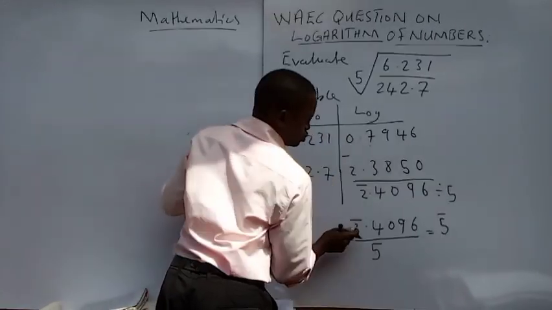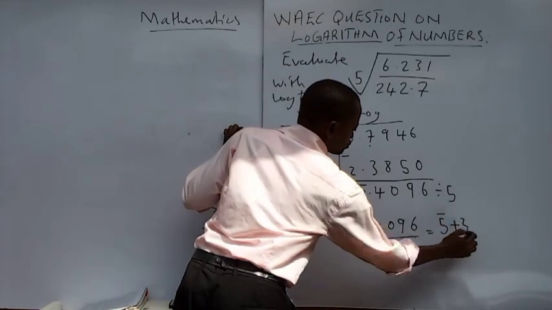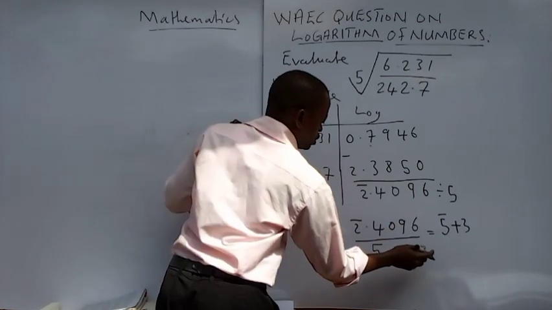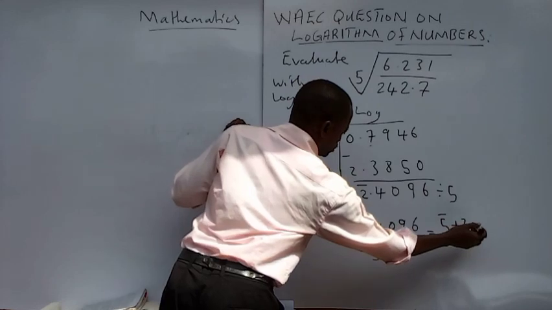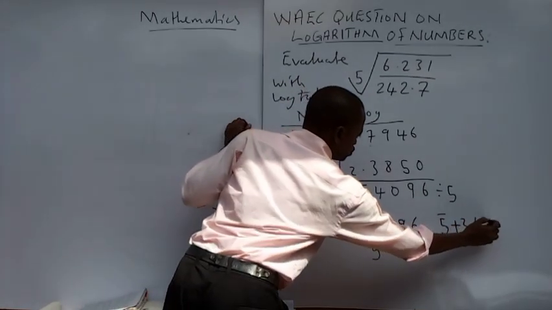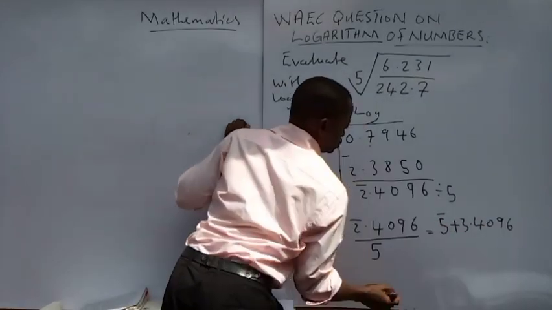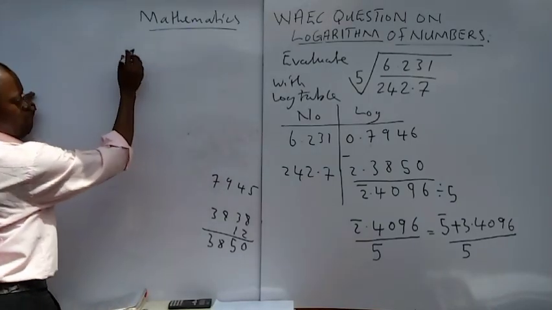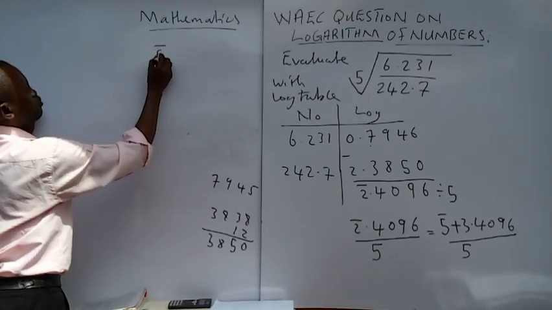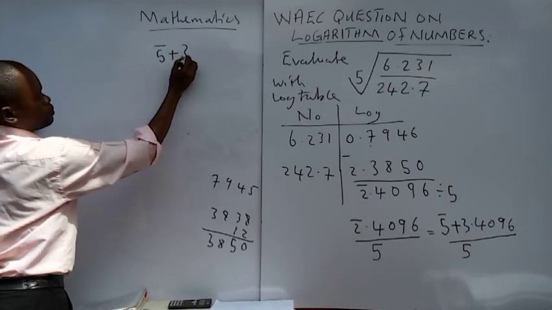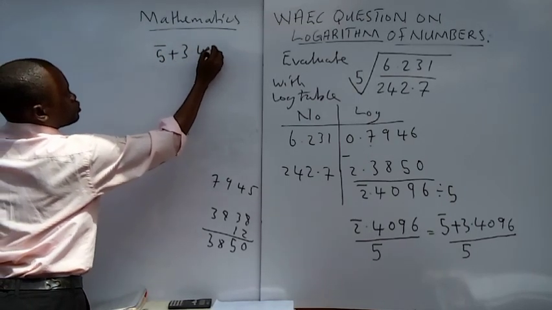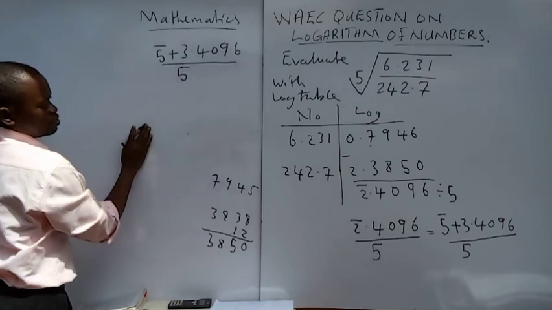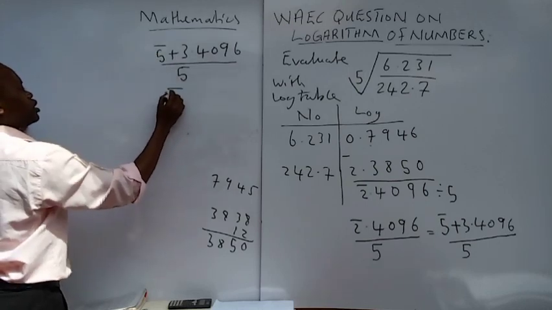And what are we going to do to return it to this? It is just to add 3. This will return back to bar 2. In the process, we now add 0.4096, then all over 5. Let me write it over here where you can see what I have done. So we have bar 5 plus 3.4096 divided by 5. You can see that this can go into this and give us bar 1.